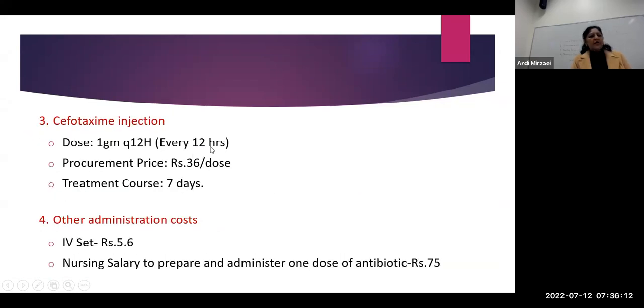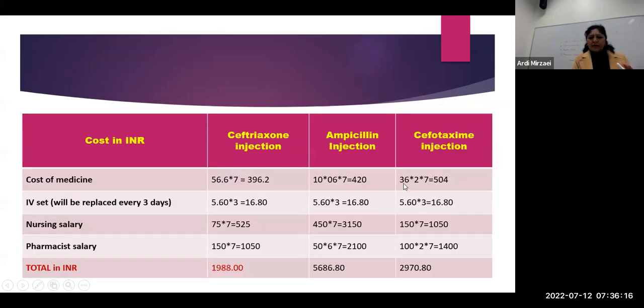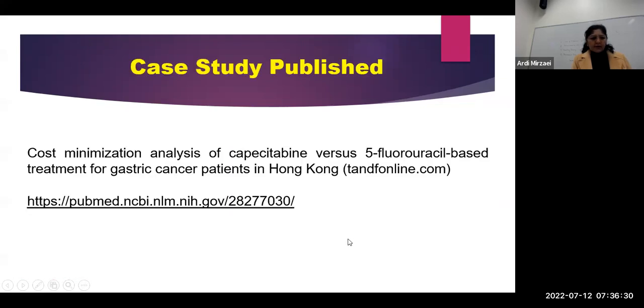So similarly, for the third drug, it is given every 12 hours. So in a day, 2 doses are given. So 36 into 2 doses per day for 7 days, into 7, so 504. Then IV sets will be replaced every 3 days. So 5.6 into 3, 16.8.